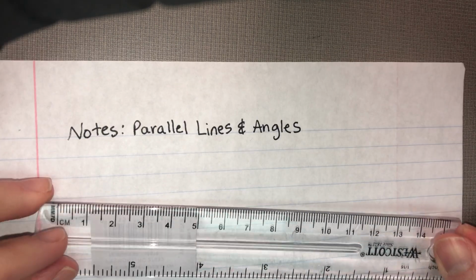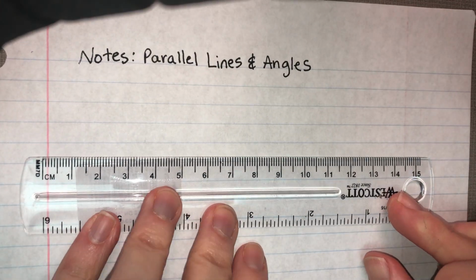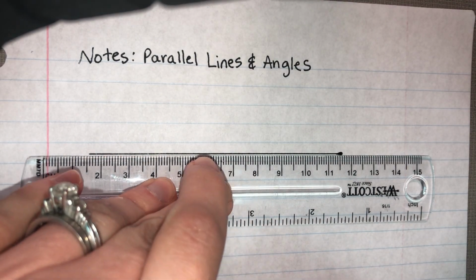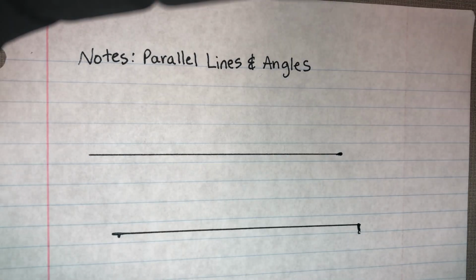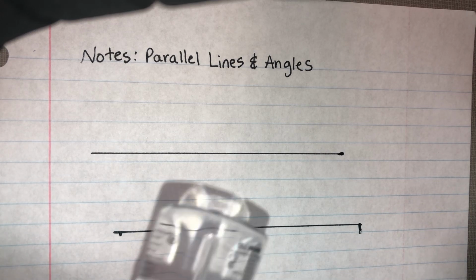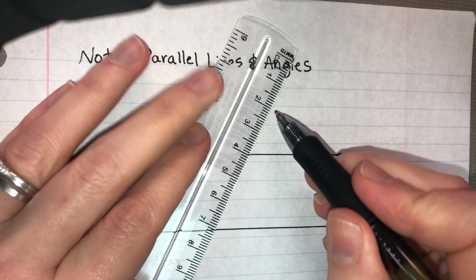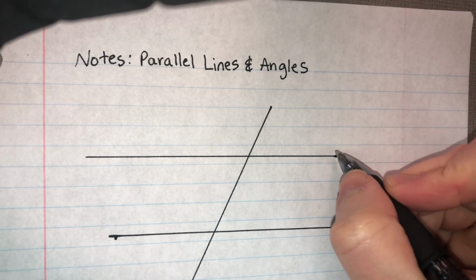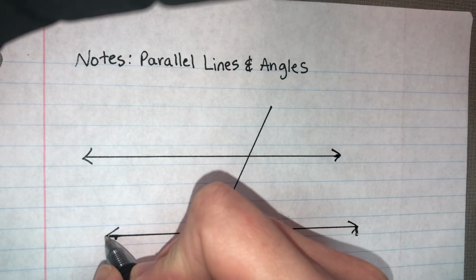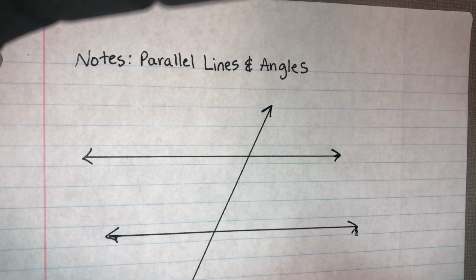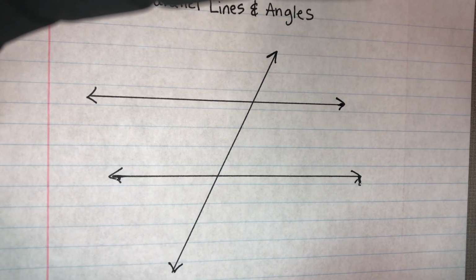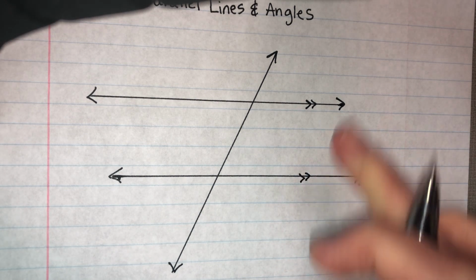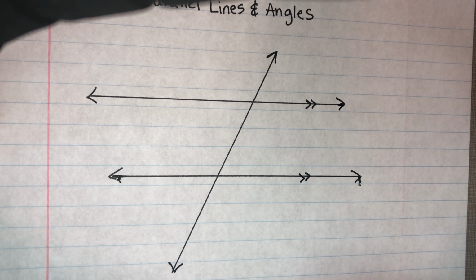I'm going to use my ruler and draw a pair of parallel lines by tracing the top and the bottom of my ruler. And then I'm going to take that same ruler and draw a line that crosses both of these parallel lines. All the lines are going to have arrows on the end because they do go on forever. My parallel lines, I'm going to put extra arrows on. That indicates symbolically that they are parallel lines.